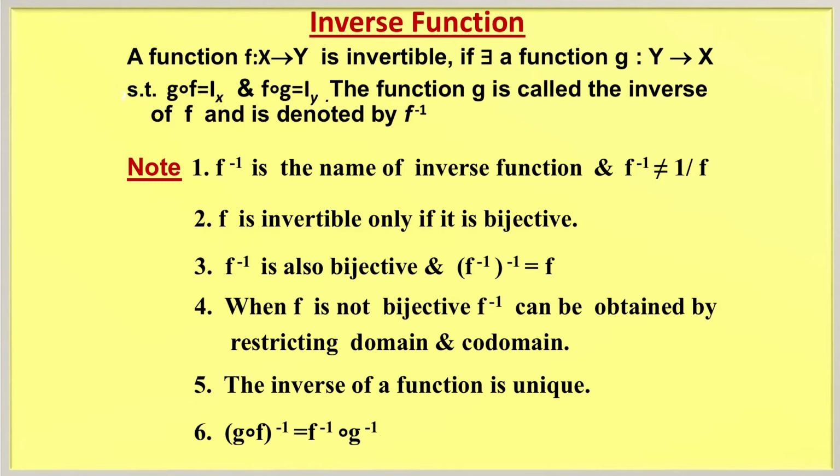And fourth, when f is not bijective, f inverse can be obtained by restricting the domain and codomain. We have already discussed an example, f from R to R such that f(x) is equal to x squared, which is not bijective, but when we restricted the domain and codomain to R plus, it becomes bijective and the inverse is possible. And fifth, the inverse of a function is unique. We cannot have more than one inverse function of f or any function. And sixth, (g composition f) inverse is equal to f inverse composition g inverse. For the proof you can refer to the textbook.